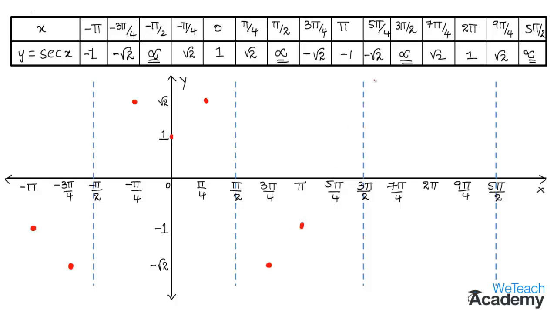And the next ordered pair is 5 pi by 4 and its value is minus root 2. So here we get a point. And then the next ordered pair is 7 pi by 4 and its value is root 2. So here we get a point where 7 pi by 4 and root 2 intersect. And for 2 pi, the y value is 1. So here we get a point. And then 9 pi by 4 and its value is root 2. So here we get a point. And for 5 pi by 2, the value is infinity, so we have already drawn a line there. So by joining all these points, we get a curve.